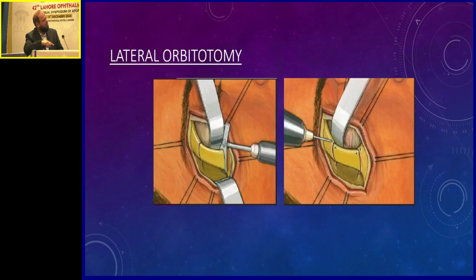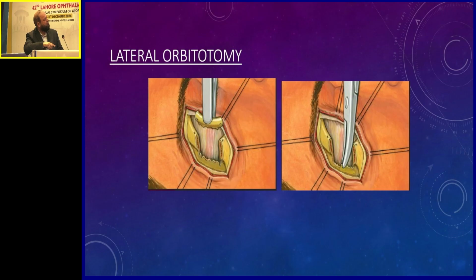Again, use the orbital retractors so that the other structures are not damaged once you are removing the bone. Remove part of the bone, and you should know that the anterior margin is thick and the posterior is a thin layer. Once the anterior thick layer is cut, it is very easy to remove it with the bone punch.